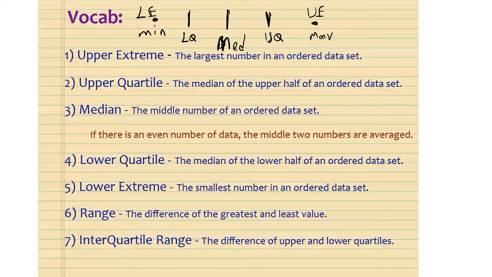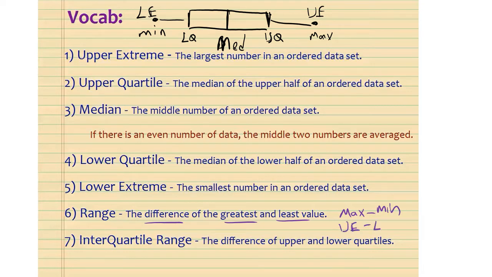Once you have these 5 values, you have everything to create your box and whiskers. These are our box and the whiskers. We will be able to find the range, which is the difference of greatest to least value, that's maximum minus minimum, or we can do upper extreme minus lower extreme.